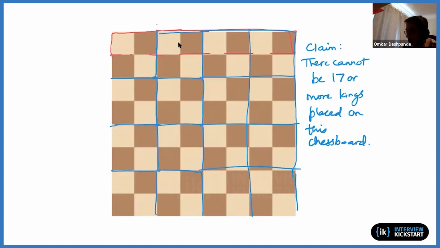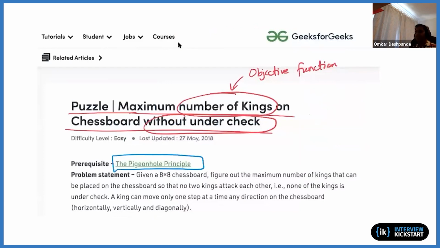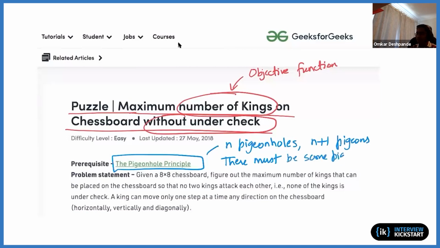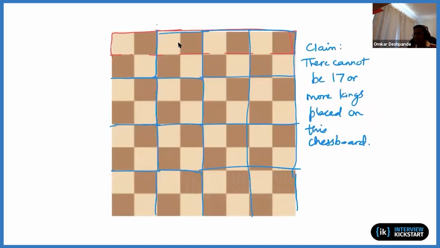So that's an example of what's known as the pigeonhole principle. The pigeonhole principle says that if there are n pigeonholes and n plus 1 pigeons to be placed in these pigeonholes, then there must be some pigeonhole which will have more than one pigeon. It's a very trivial statement, but it has some sophisticated applications. Instead of pigeonholes, we have territories here, and if there are n territories and n plus 1 kings, or more than n kings, there must be some territory with more than one king, and that's going to lead to a direct attack, or a check.